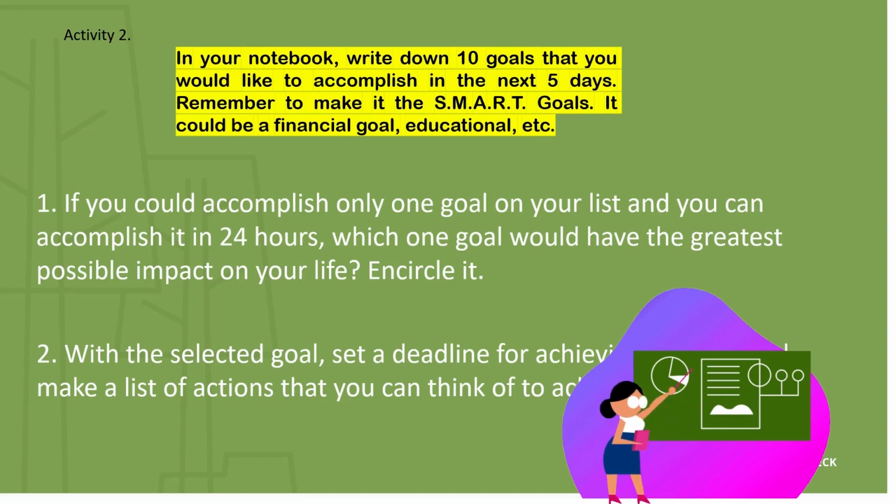Activity 2. In your notebook, write down 10 goals that you would like to accomplish in the next 5 days. Remember to make them SMART goals. It could be a financial goal or educational goal, etc. Number 1. If you could accomplish only one goal on your list and you can accomplish it in 24 hours, which one goal would have the greatest possible impact on your life? Encircle it. With the selected goal, set a deadline for achieving the goal and make a list of actions that you can think of to achieve the goal.